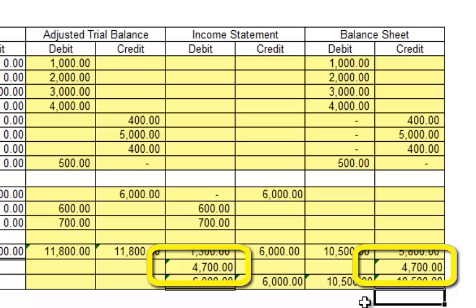The worksheet is completed. You may now continue with the financial statements. The video on completing the worksheet is now over.